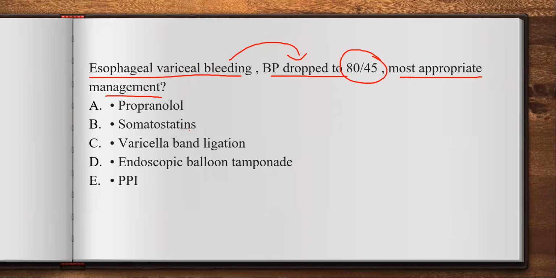Propranolol, somatostatin, variceal band ligation, endoscopic balloon tamponade, and PPI. Now, most appropriate in this case should be the endoscopic approach. Now, through the endoscopic approach, what do we do? Not balloon tamponade. Through endoscopy, you do variceal band ligation. Balloon tamponade we also do, but not initially.